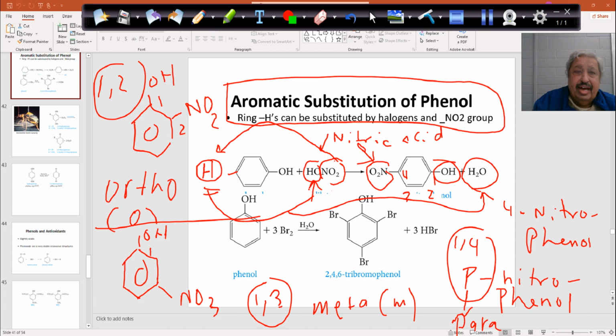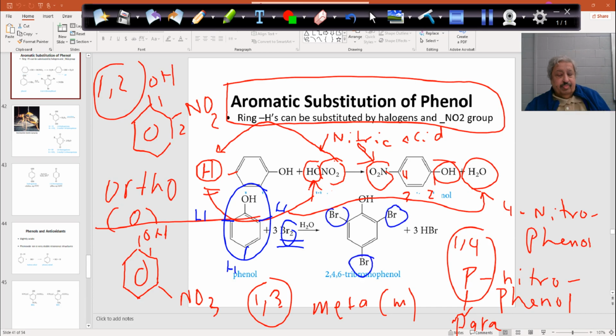For further reaction, you can see here that phenols can be halogenated, and you can take all the hydrogens here and replace them with bromine, like these 3 bromines. This is number 1, 2, 3, 4, 5, 6. So you have 2, 4, and 6 tribromophenol, the product out of this.